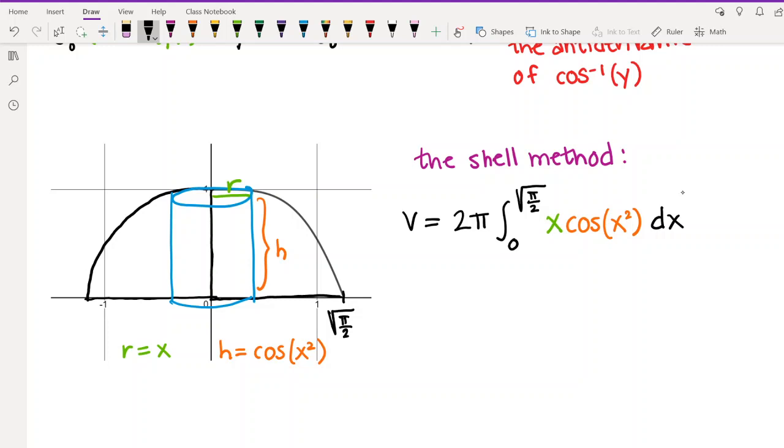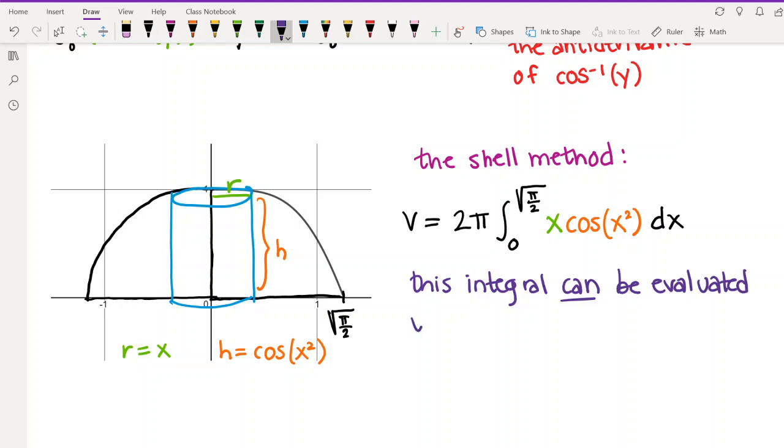I'm not going to go through it because this is on the worksheet that went with the first shells video, and there are full solutions on that. But basically this integral can be evaluated using substitution. You would set u equal to x squared, and then du is equal to 2x dx, and so you would be able to get rid of that x. Okay, so that's pretty much it.